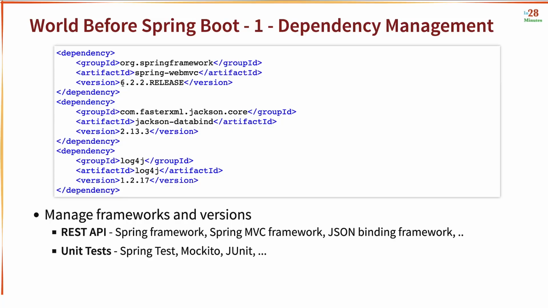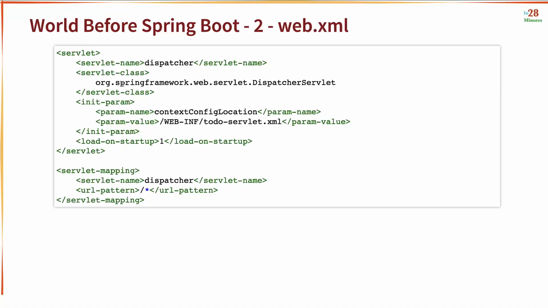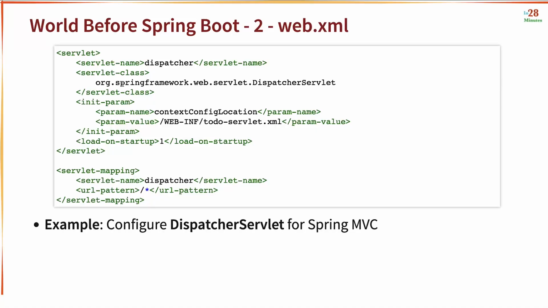If you want to write unit tests, you need to import Spring Test Framework, you need to import Mockito, you need to import JUnit and manage all those versions. So that's number one, dependency management. Number two is web.xml. You needed to configure a lot of things for your web application. For example, if you wanted to make use of Spring MVC, you needed to configure a dispatcher servlet.